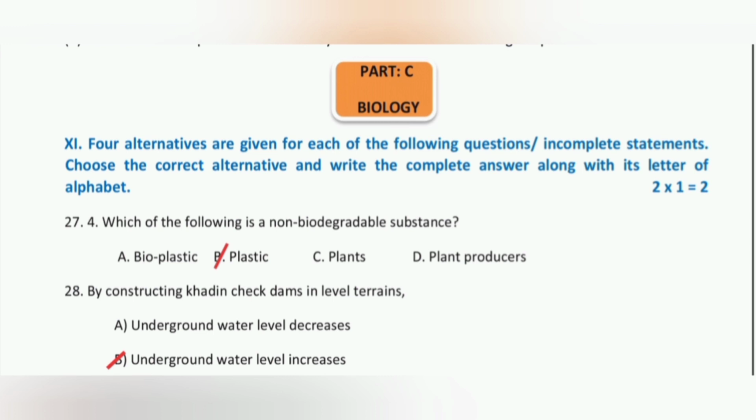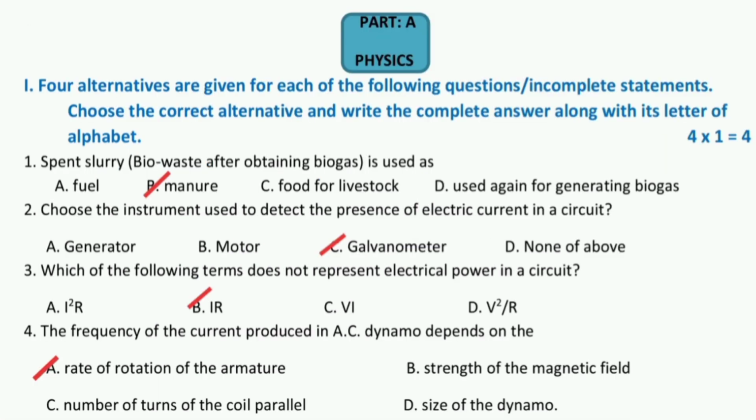Next question. By constructing Khadim check dams in level terrains, already we have discussed this question, the underground water level increases. Now moving to next. Spent slurry, the biowaste after obtaining biogas, is used as manure. The correct answer is option B, manure.